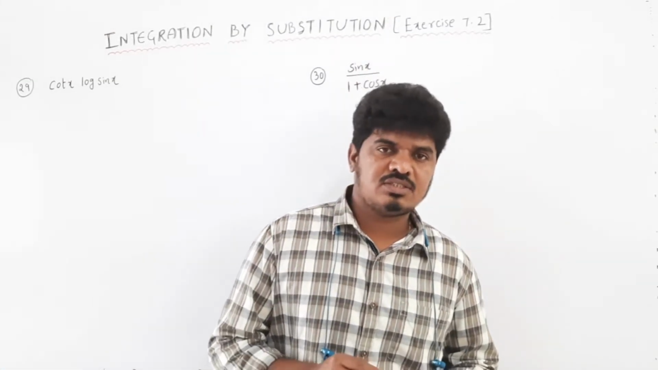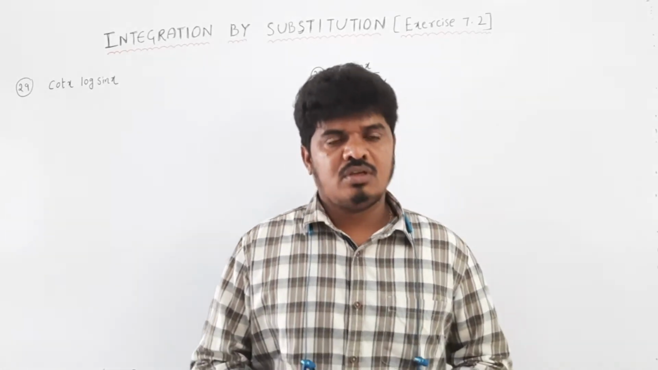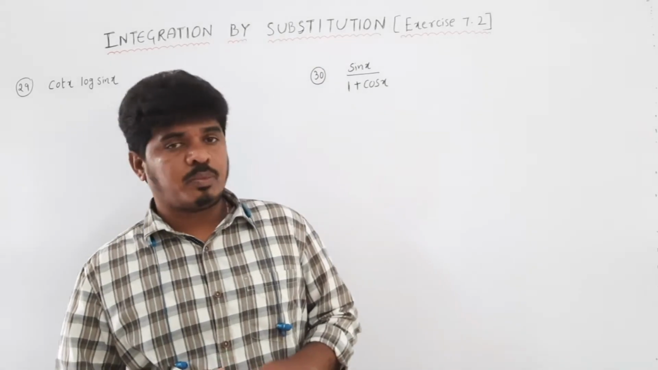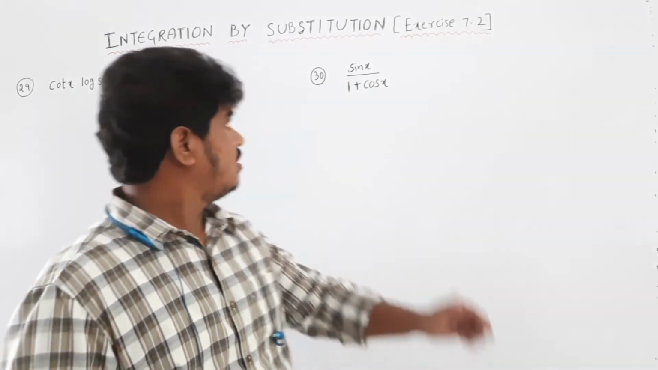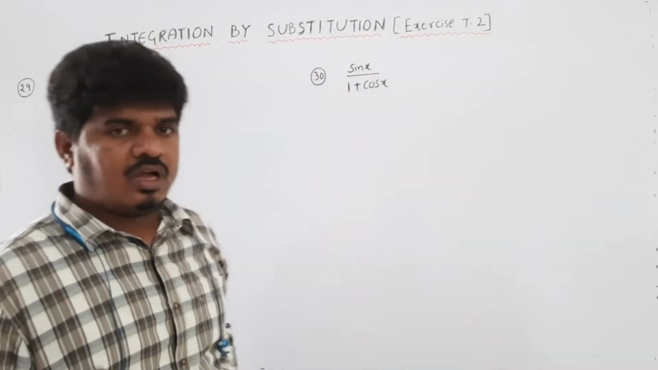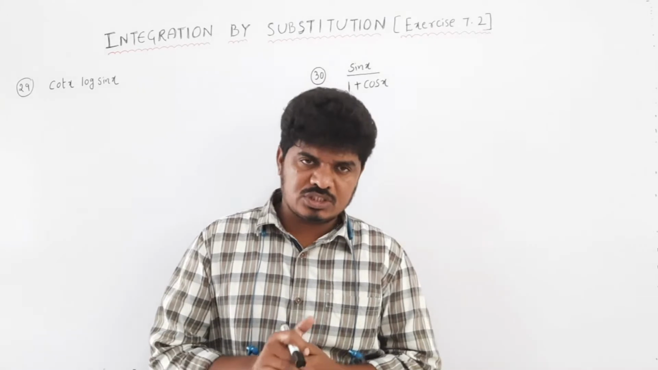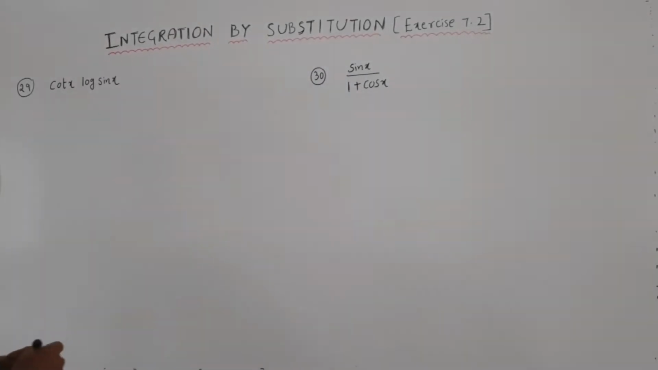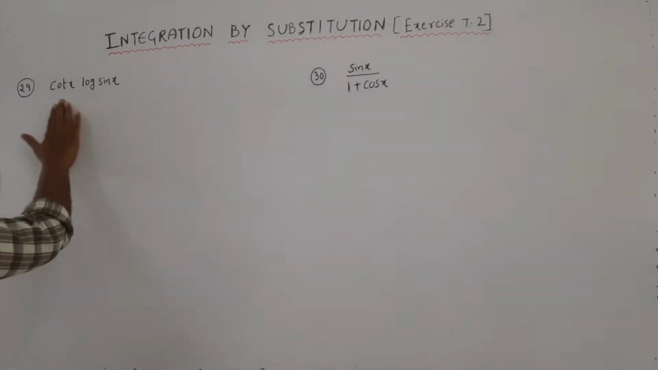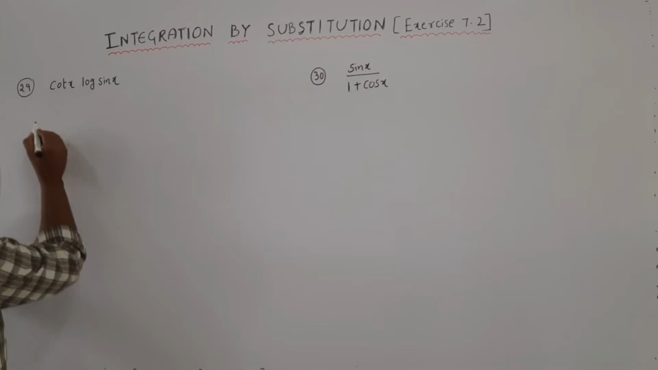It is class 8, the continuation of class 7. We are discussing the problems from exercise 7.2. The method is the substitution method. Already I said that in each and every problem we use the substitution from this exercise. Here 29th is cot x log of sin x. We have to find the integral for this.